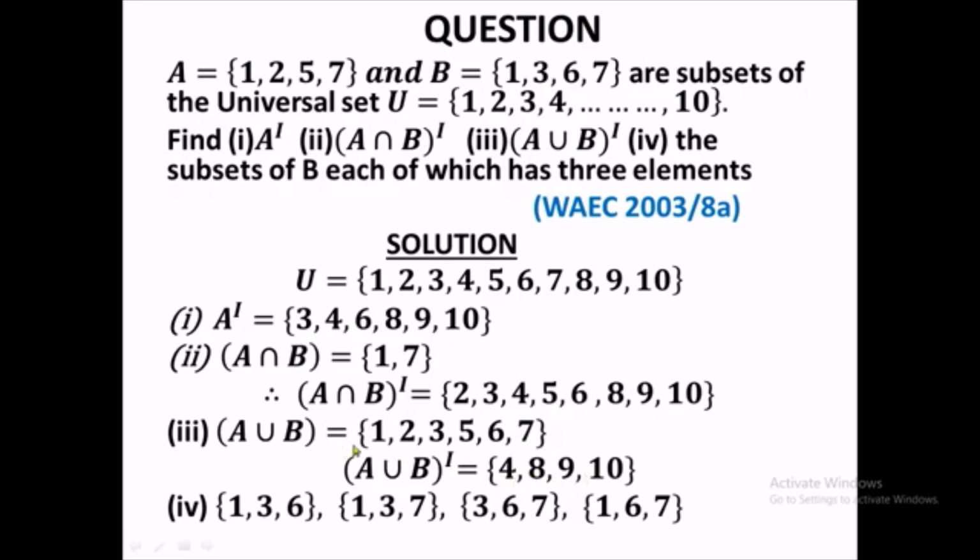Now, the last question: you have to find the subsets of set B which have three elements. The first one you have is {1, 2, 3}. Next one you can say {1, 3, 7}. Next one {3, 6, 7}, and the last one will be {1, 6, 7}.